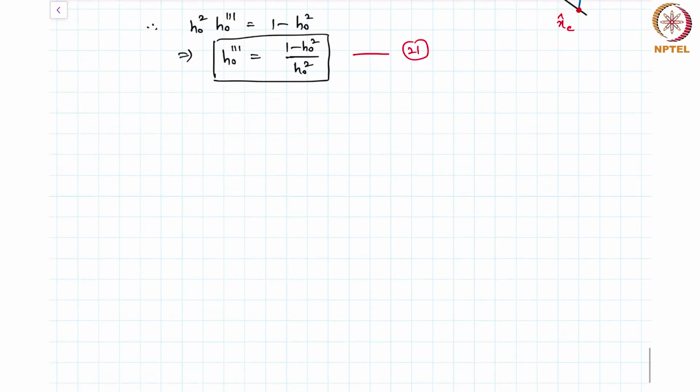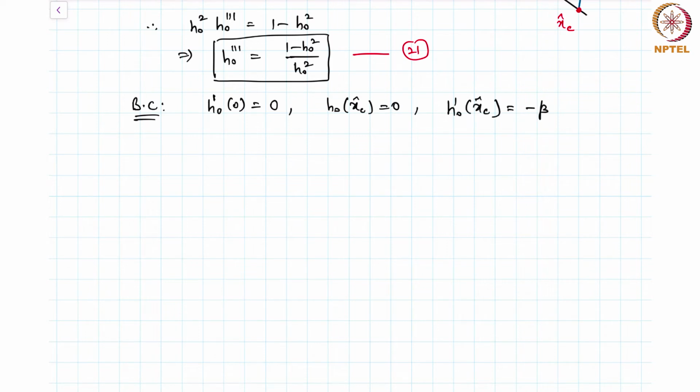So we have all the equations now. The boundary conditions for this problem become, it's a third order nonlinear equation: h naught prime at 0, that is in the thin film region, is 0. We have h naught at the contact line is 0, and we also have h naught prime at the contact line, that's the slope, simply becomes minus beta. This is my equation, and this is a boundary value problem.